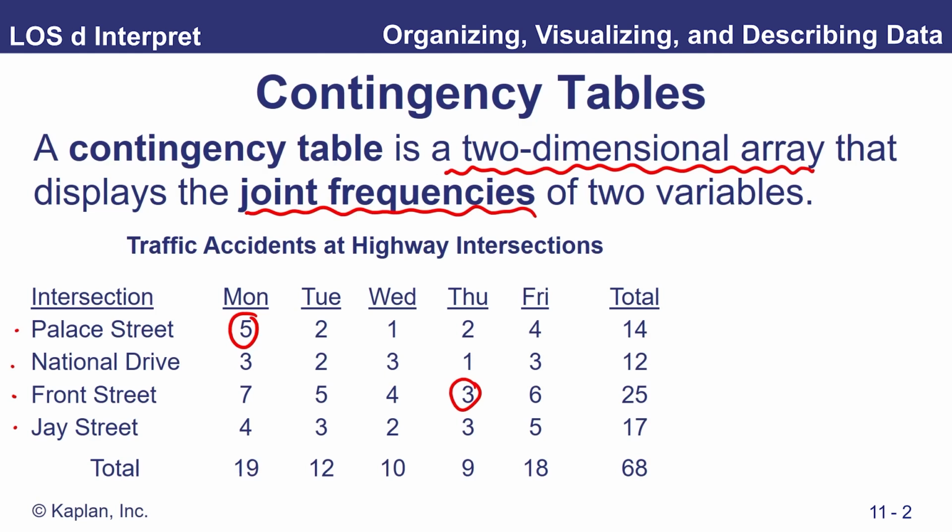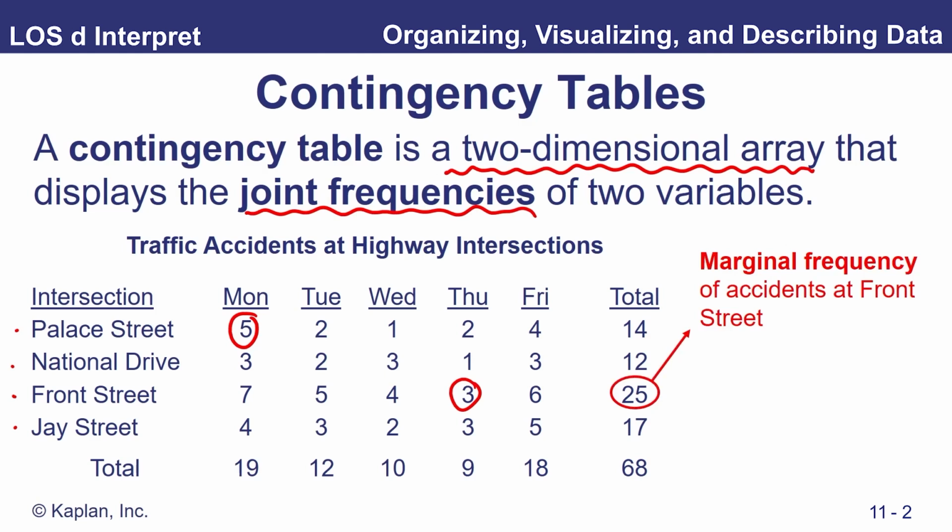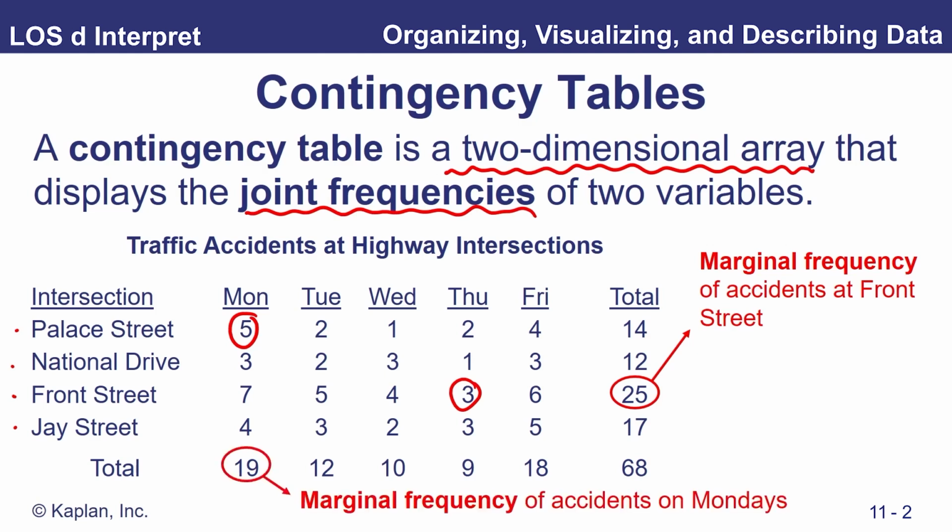We've also got something called our marginal frequencies. Let's have a look at our marginal frequencies. There's a marginal frequency, and that marginal frequency is the number of accidents at Front Street. So in other words, over the 5 days of analysis, there were 25 accidents on Front Street, and that is referred to as a marginal frequency. We could also look at Monday and say there are 19 accidents in total on Monday. So that is the marginal frequency of accidents on a Monday. And notice, therefore, we've got 68 accidents in total.